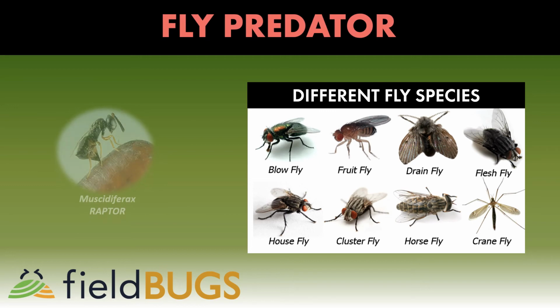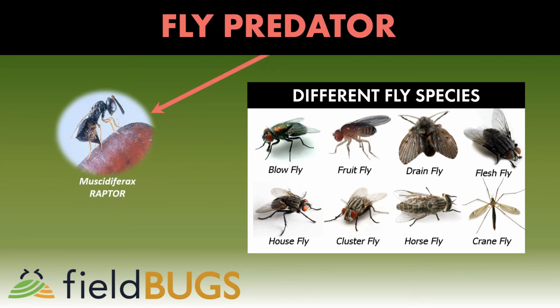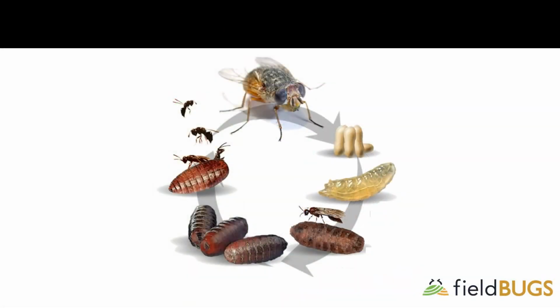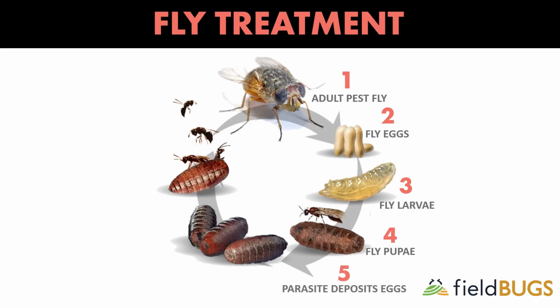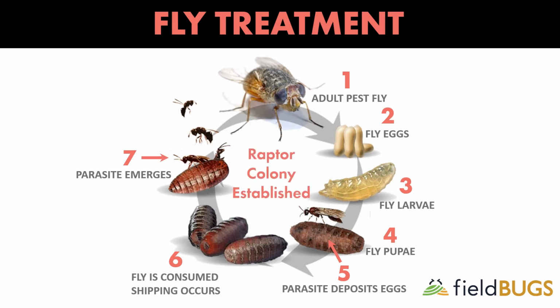We currently have one parasitic wasp to control fly infestation, the raptor wasp, which parasitizes on fly larvae. This is how the predatory raptor wasp parasitizes on the life cycle of various fly species. The adult fly lays her eggs, from which the fly larvae hatch. The fly larvae turn into pupae, into which the raptor wasp deposits her eggs. The fly inside the pupae is consumed by the new raptor wasp. Finally, a new raptor wasp hatches from the pupae, and so a new raptor colony is established.